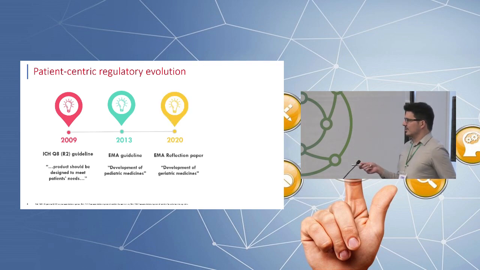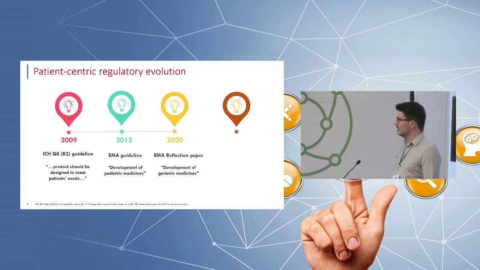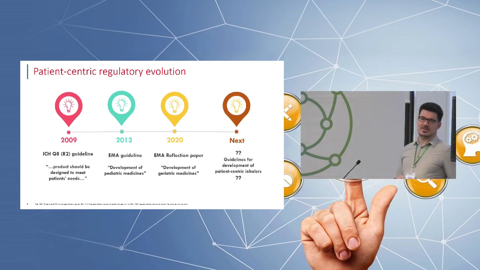Then in 2020, an approach similar to the pediatric one was implemented also for the geriatric population. So how can we develop better medicines that can meet the needs of older patient populations with high comorbidities and aging? And going into the future, maybe at some point we will also see some guidelines for the development of appropriate inhalers for inhalation therapy.